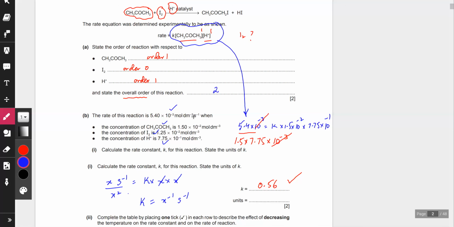Now x is mole per dm cube, so it's going to be mole minus 1, dm would become 3 and s would become minus 1. Okay, so those are going to be your units. Is this clear? Mehfooz, Sarah, Akib, is this clear? Yes, sir. Yes.